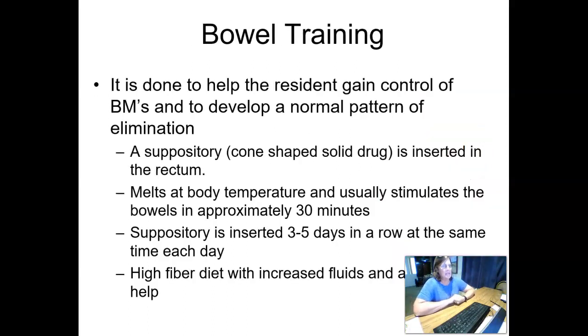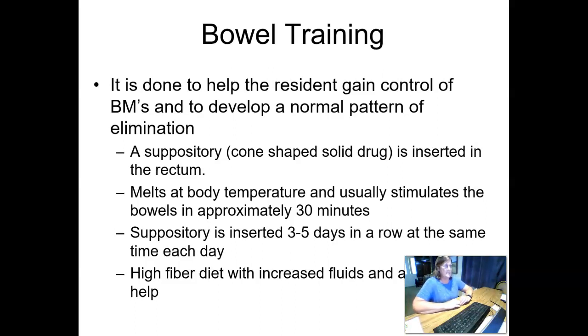So bowel training is what we do when we're trying to help a person gain control of their bowel movements again. It's to help develop a normal pattern of elimination. Let's say the person has been having difficulty having bowel movements, they're not having them regularly, or they haven't been having good control because they're really sporadic. What they can do is try to get the person's bowel habits back into a normal pattern of going.